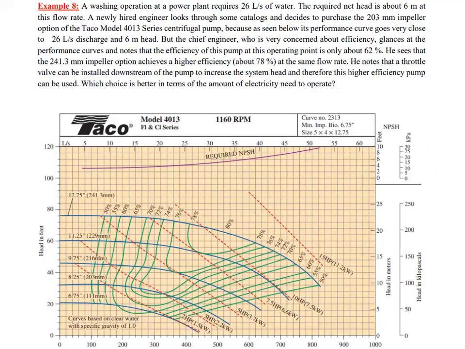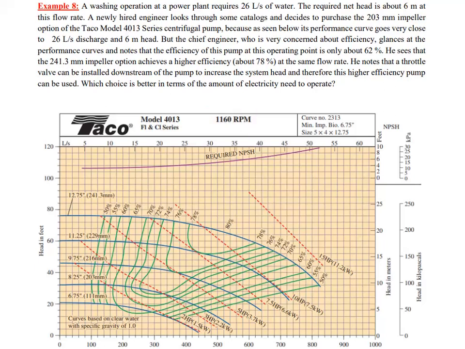This problem is from the solved examples handout. It is about selecting a pump from the catalog data provided by a pump manufacturer. What we see here is a typical crowded figure with lots of data provided by a manufacturer called Taco Pumps. First thing to notice is the figure is provided at a rotational speed of 1160 RPM, written at the top of the figure. There are 5 different impeller diameter options.